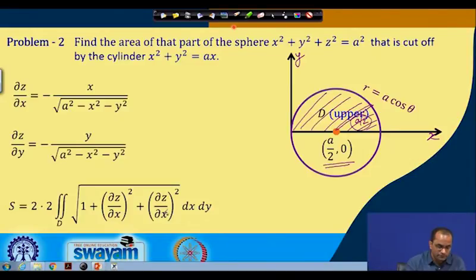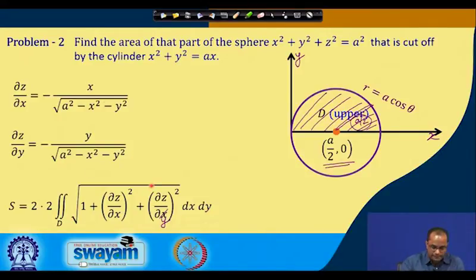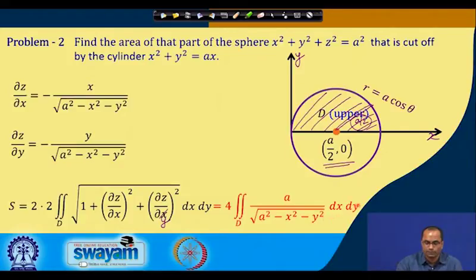So, this is again del z over del y. We will put it there, and as in the previous example we will get a over square root of a square minus x square minus y square dx dy with 4 times, which we can again evaluate.